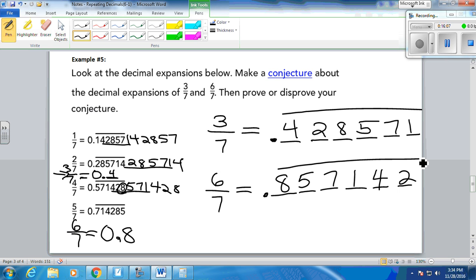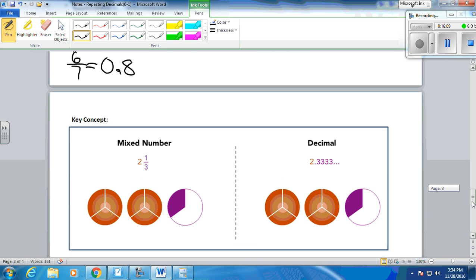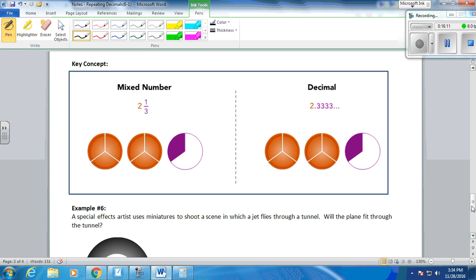Okay, almost done. On the back, we have another key concept, that now we have mixed numbers and decimals. So 2 1/3, they're representing with a picture, 2 full circles and 1/3 of another. 2.3 with the 3 repeating. We clearly see the 3, 3, 3, which shows the pattern, and then the dot, dot, dot.